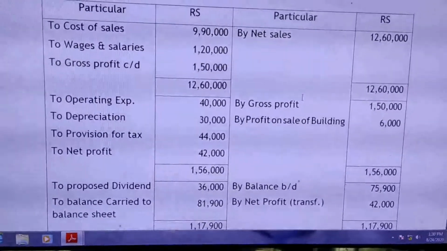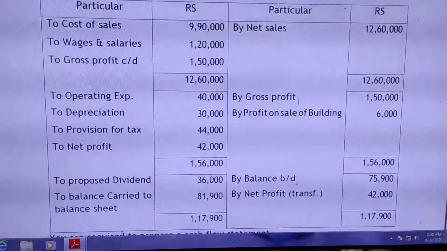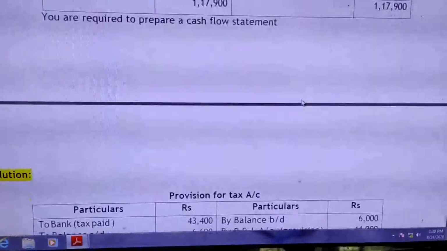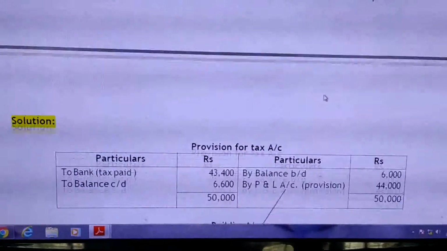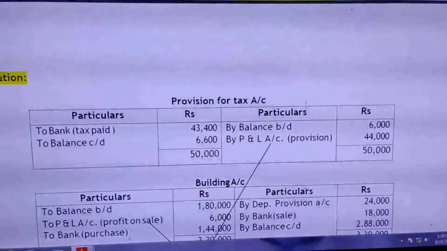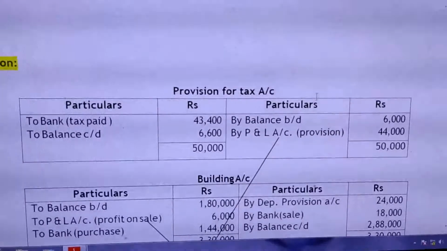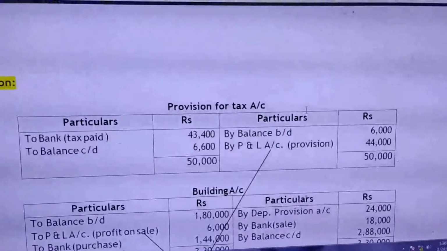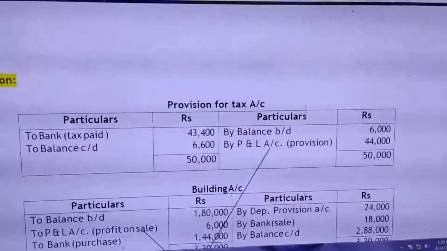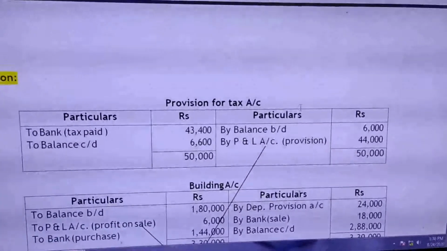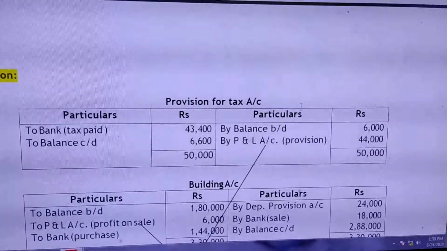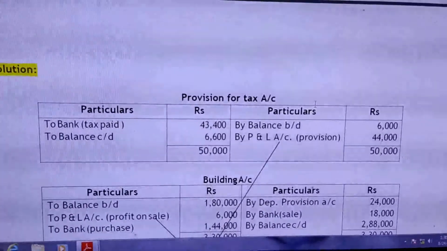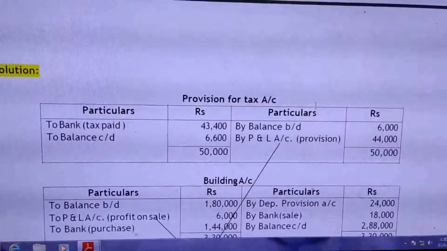So with this information, you are required to prepare the cash flow statement. So let us start with the solution. For that, you need to prepare some adjustments, that is the provision for tax account. Provision for tax is a liability. From that balance sheet, you have to take the value, that is by balance brought down 6,000, that is the closing balance of provision for tax, and to balance carried down 6,600 is the opening balance of provision for tax.